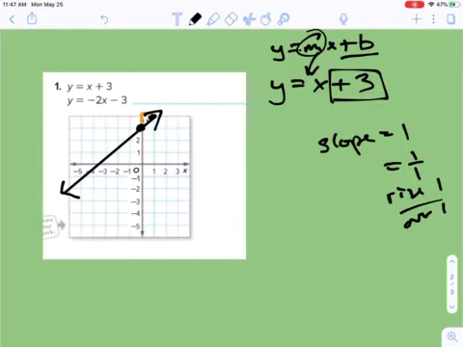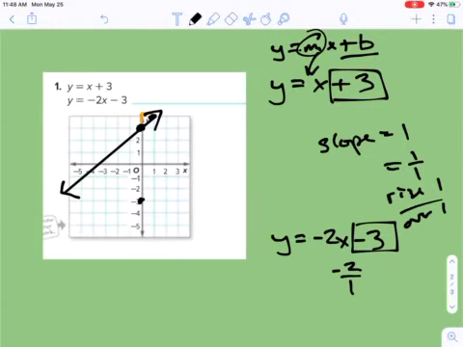Let's do our next equation. We've got y equals negative 2x minus 3. So my y-intercept is this point right here, negative 3. So I've got a point right over here. And then my slope is negative 2, so that means it's negative 2 over 1, which means it goes down 2 and over 1.